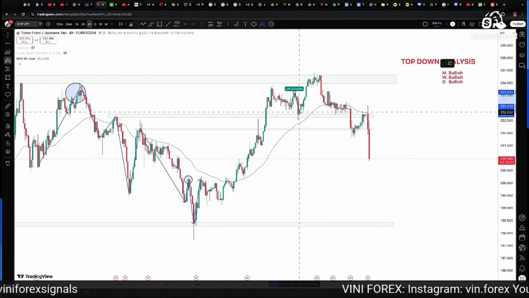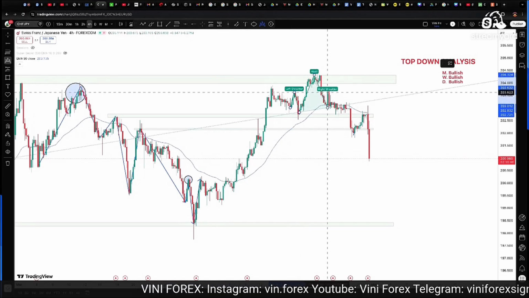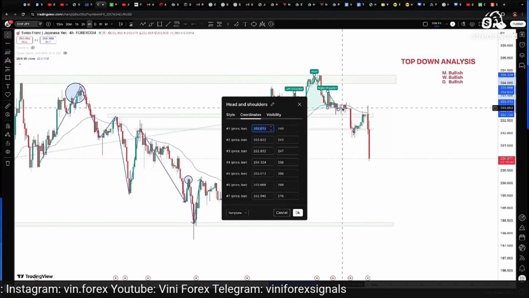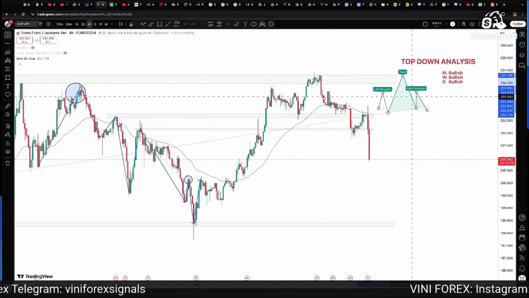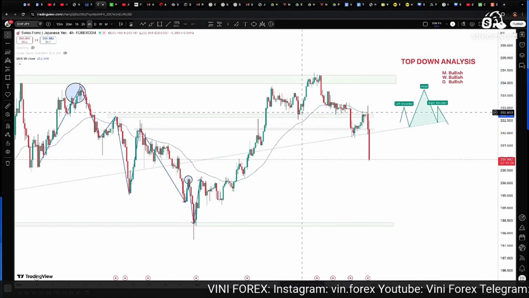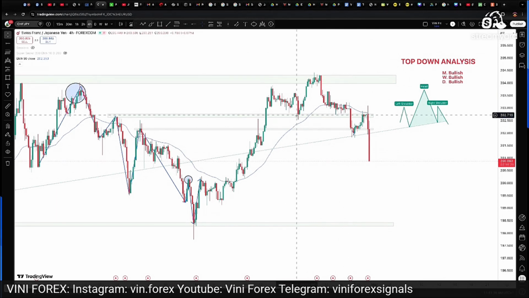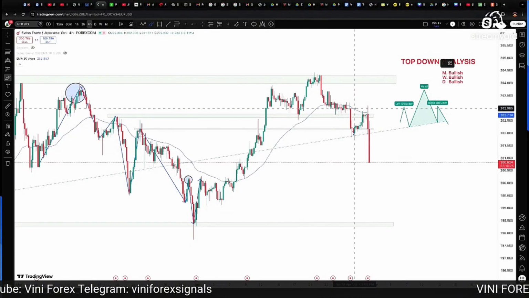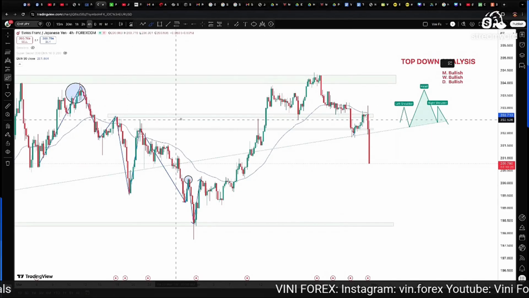This is the left shoulder. This is the head. This is the right shoulder. I'm also seeing this head and shoulders here. Price later came down to break below the neckline, which is also a break below this support and resistance zone, this zone coming from here.